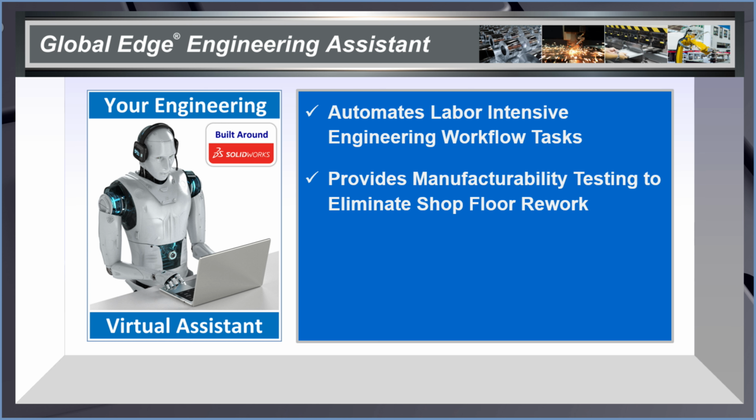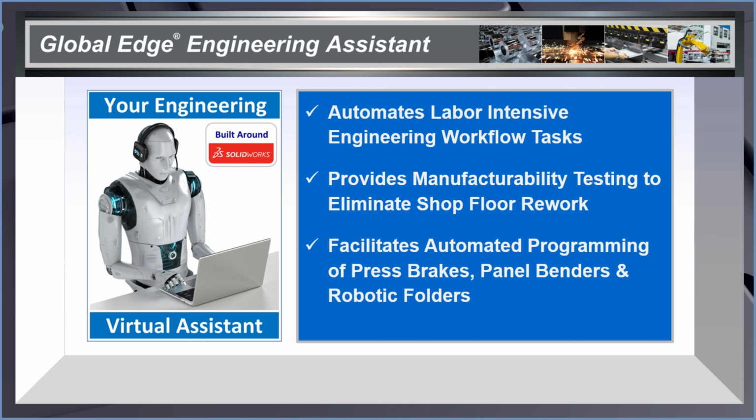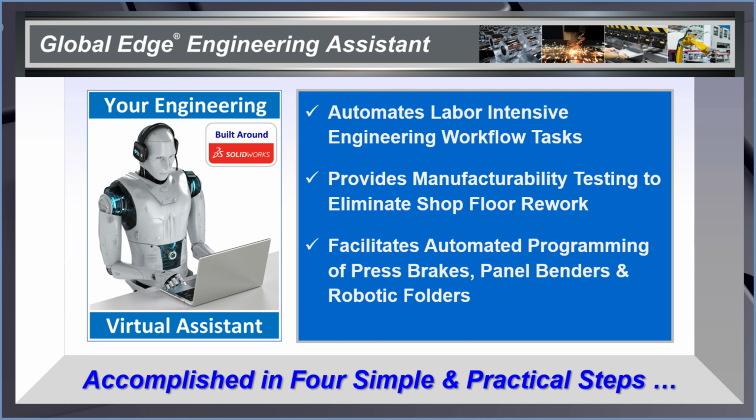This includes manufacturability testing of your sheet metal CAD parts before they leave engineering to help eliminate shop floor rework. This also includes the facilitating of automated programming of press brakes, panel benders, and robotic folders. This can be accomplished in 4 simple and practical steps.